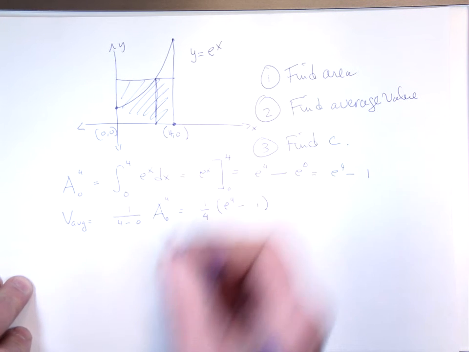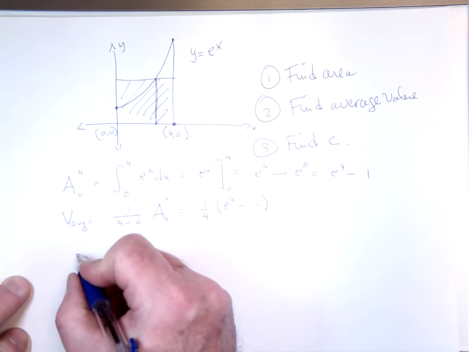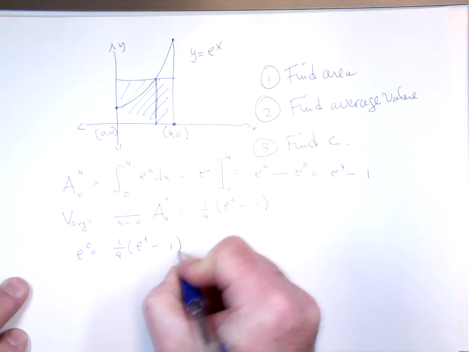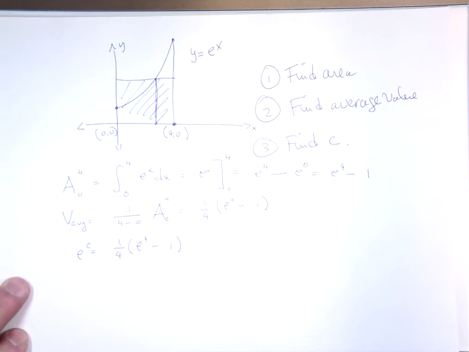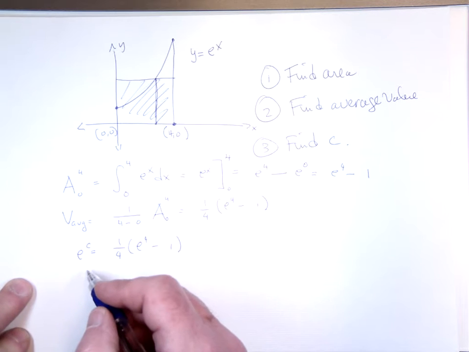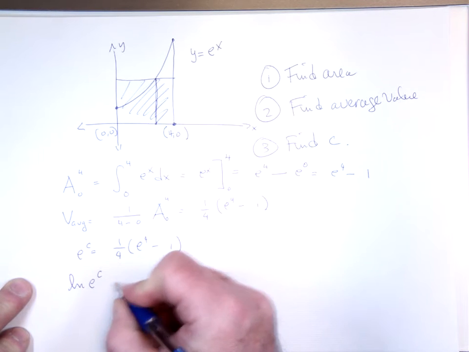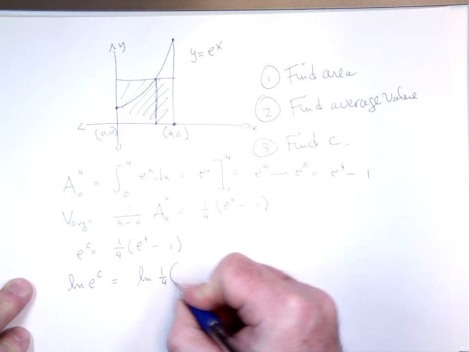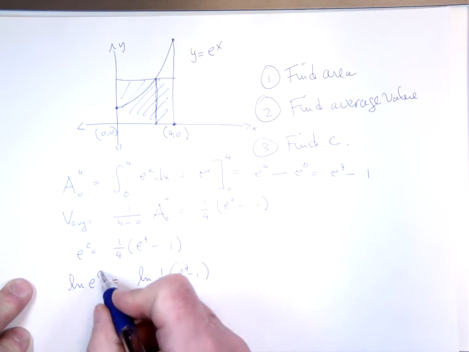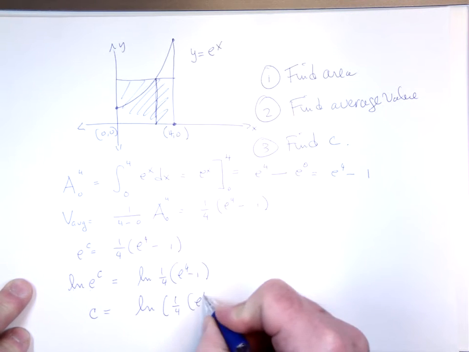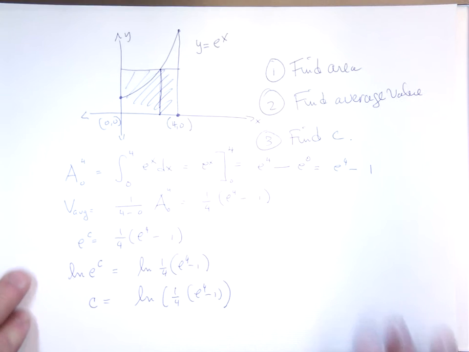Well, we have to find the c where f of c, e to the c, is equal to 1/4 e to the 4th minus 1. Well, how do you solve for c here? Take the natural log, yes. You take the inverse operation to exponentiation, which is taking the natural log. So you take the natural log of each side. The natural log of e to the c is c. C would be the natural log of 1/4 e to the 4th minus 1, whatever that is. Okay? Any questions on that?